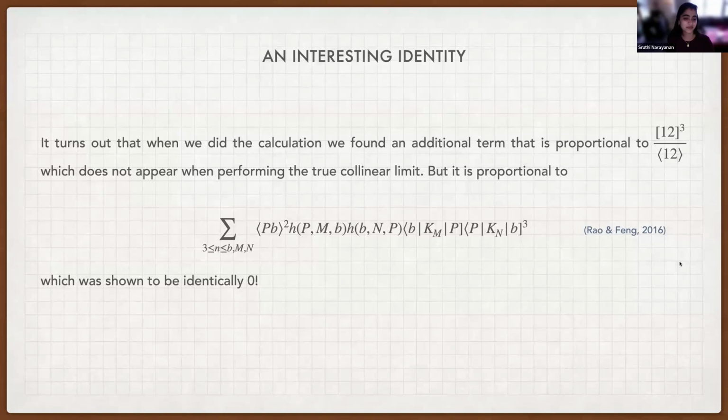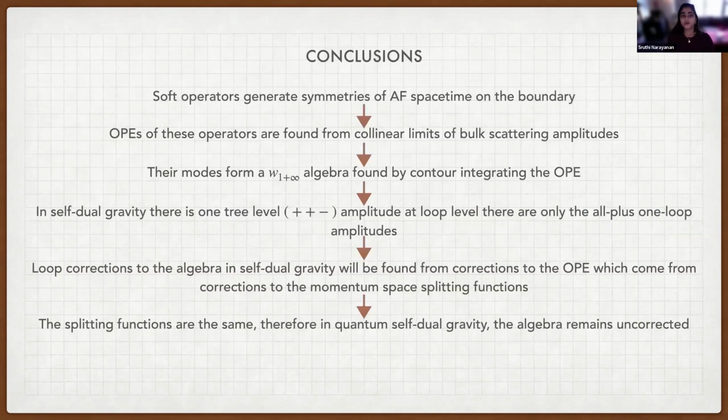So, yes, let me just end by walking you through what I talked about here, because it was a lot of stuff. We talked about how soft operators generate symmetries of asymptotically flat spacetimes on the boundary, so on the celestial sphere. We then showed that OPEs of these operators are found from collinear limits of the bulk amplitudes, and they can also be found by symmetry constraints, but we considered the method by which you use the OPEs. If we contour integrate there, then we can see that their modes form this W1 plus infinity algebra.